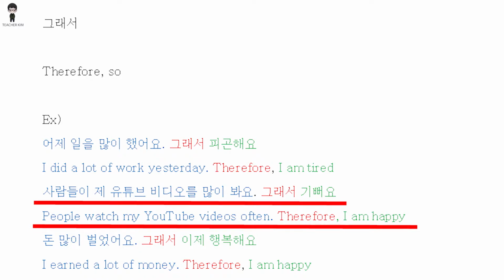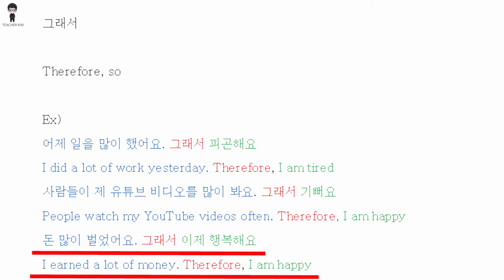Okay. The next one is 돈 많이 벌었어요. I earned a lot of money. 그래서 이제 행복해요. Therefore, I'm happy. Okay, if you earn a lot of money, then this person is happy.